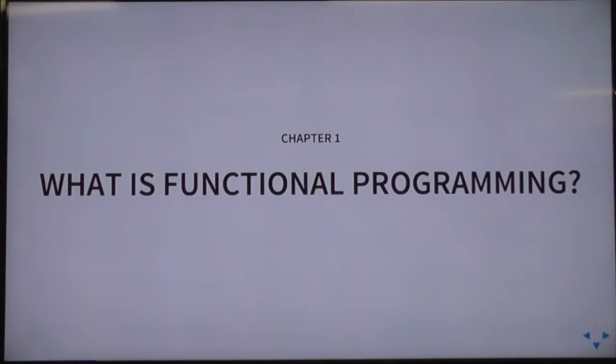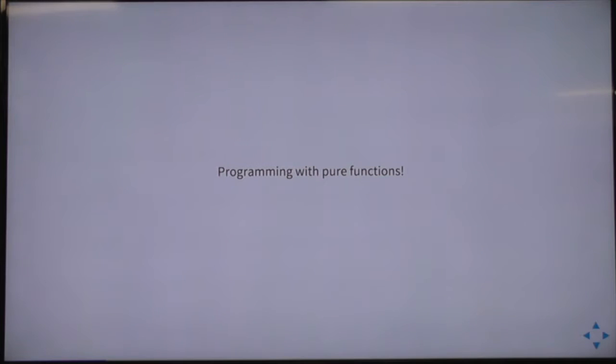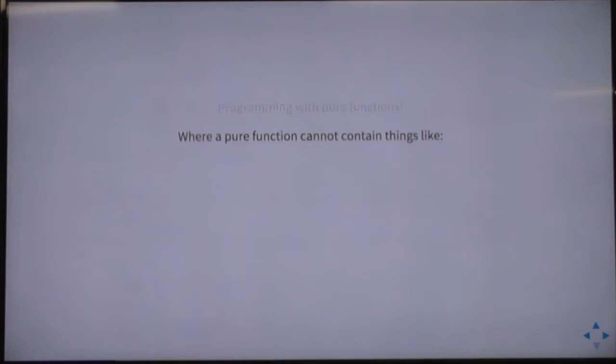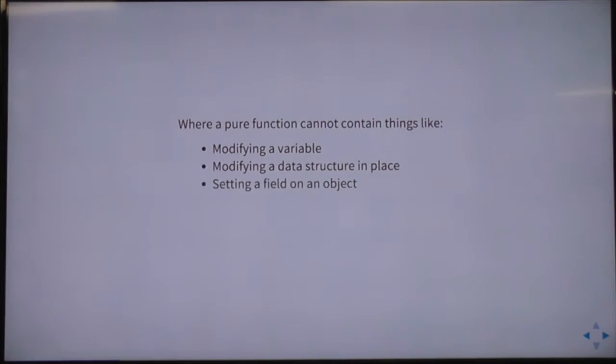Cool, it's chapter one. What is functional programming? Why are we here? It's a good question. It's programming with pure functions, that's really all it is, but this statement has very far-reaching consequences. So a pure function is something that cannot contain crazy naughty things like modifying a variable or modifying a data structure in place, setting anything, throwing an exception, or any I/O.